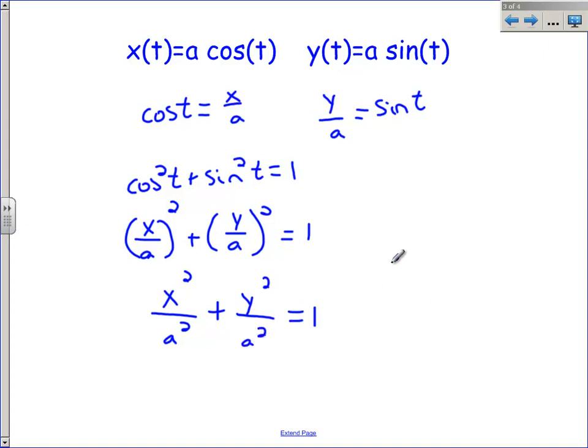And then I'm going to multiply through by a squared, and I get the equation x squared plus y squared equals a squared. So I've eliminated the parameter here, and what do I have an equation of? Well, this is the equation of a circle centered at 0, 0 with a radius of a. So x equals a cosine t and y equals a sine t is going to be the equation of a circle. And with parametrics, you can actually graph a circle much easier than you could in function mode. And we'll be playing around with that as well.